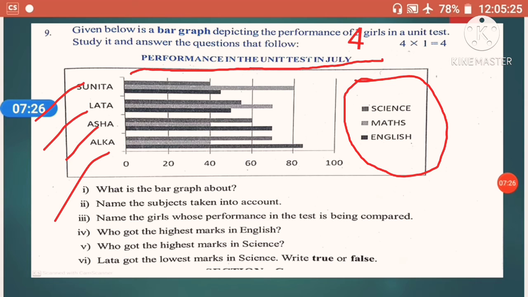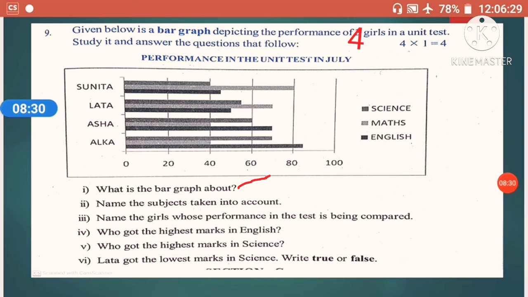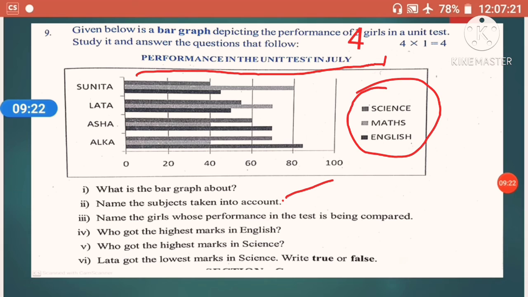Let me read the questions. After reading this bar graph, we will be asking questions. Here we go with the questions. What is the bar graph about? You can easily understand what the bar graph is about. It is about the performance in the unit test in July among the 4 girls, a school unit test performance. So we can easily answer that; the heading will be the answer. Next one, name the subjects taken into account. Here, see, there are 3 subjects.